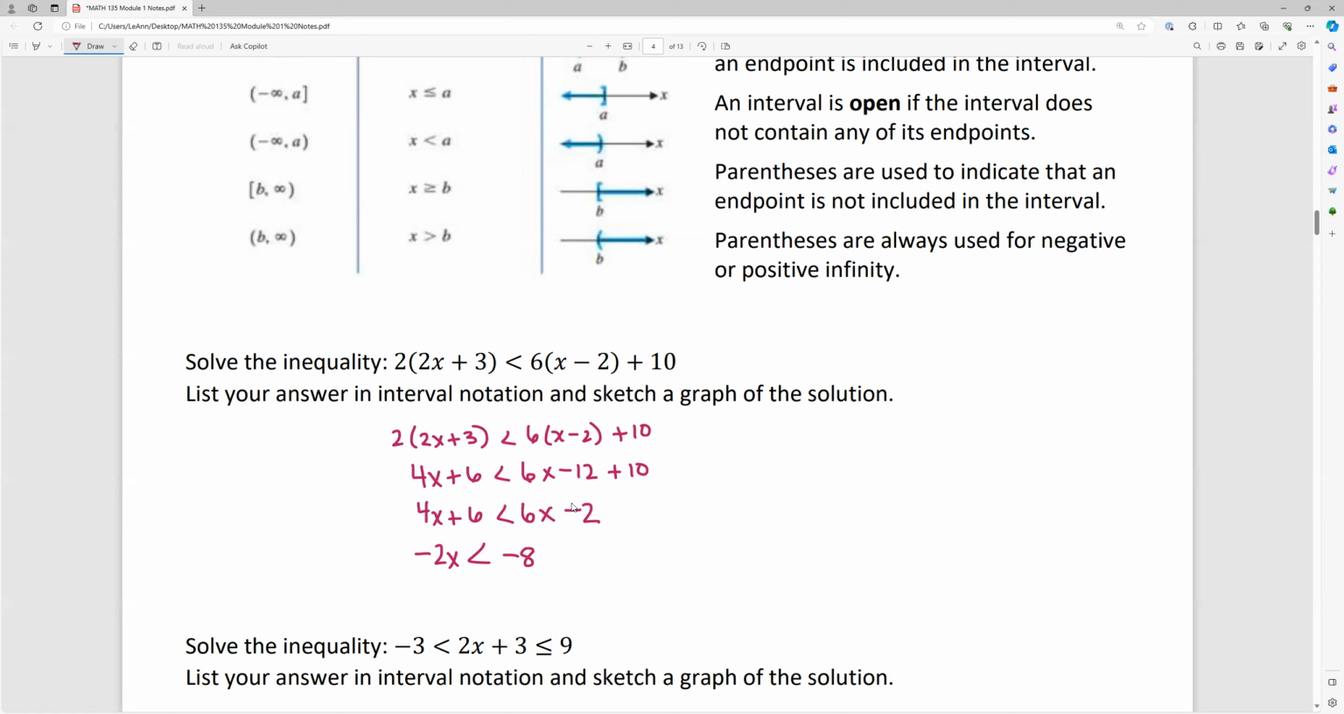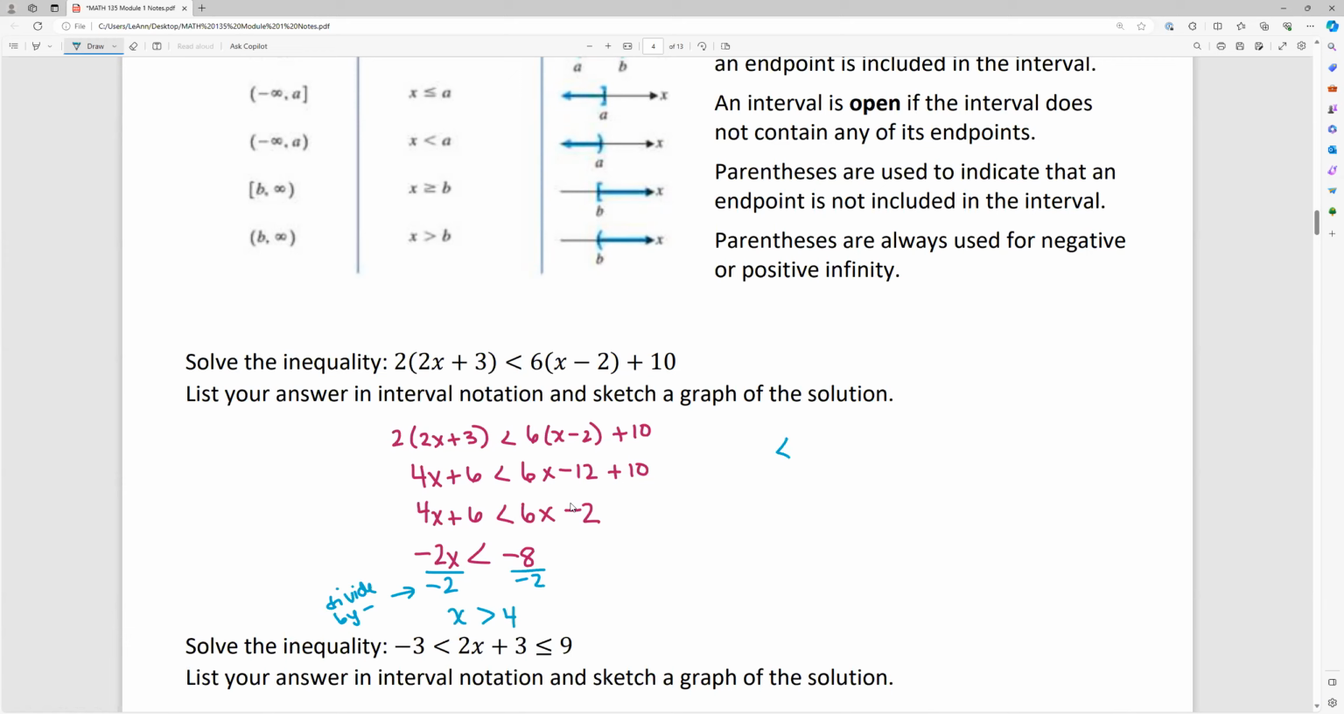Okay. And then now I need to divide. So I'm going to emphasize that I'm dividing by a negative here by showing a different color. Dividing by a negative. Okay. When that happens, that's why my direction is going to change. So x is now going to be greater than a +4.